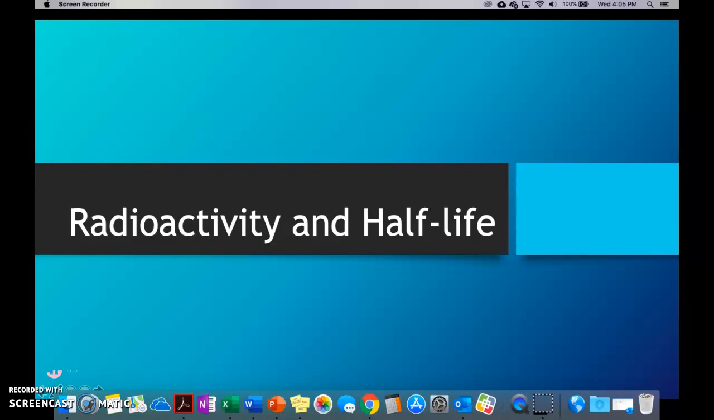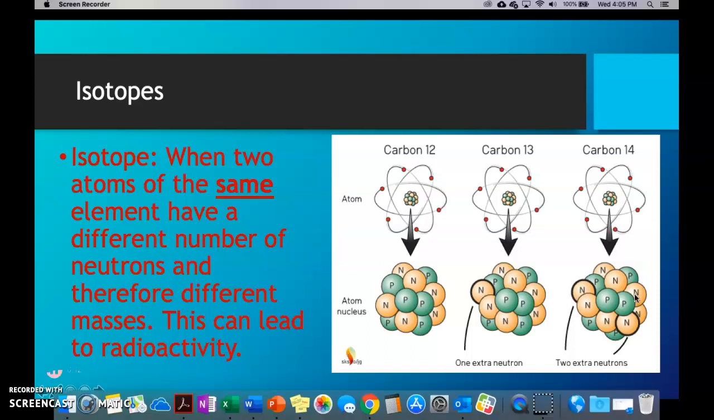This lesson is all about radioactivity and half-life. So we've already discussed what an isotope is, but as a refresher, it's when you have two atoms of the same element, and that's really important, they have to be the same element, that have a different number of neutrons. And because they have a different number of neutrons, they have a different mass.